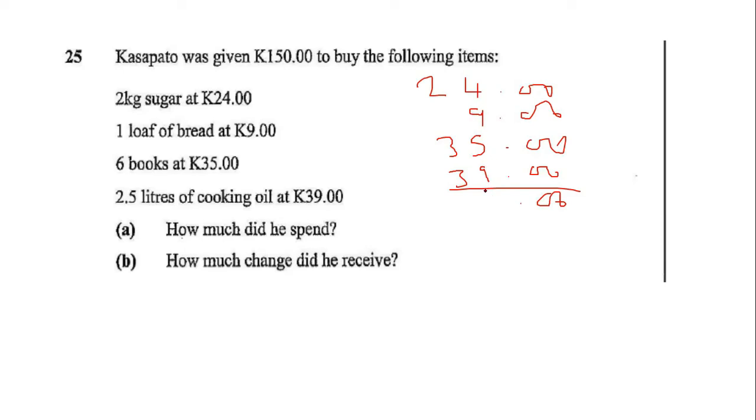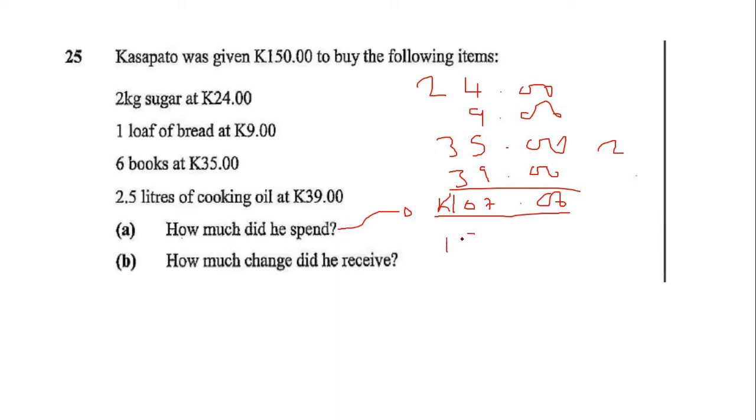Yeah, 18 plus 9 is 27. So that is 7 carry 2. Then 2 plus 3 is 5, 5 plus 2 is 7, plus 3, 10. So this gives us 107 kwacha. This is what this person spent. Then how much change did he receive?